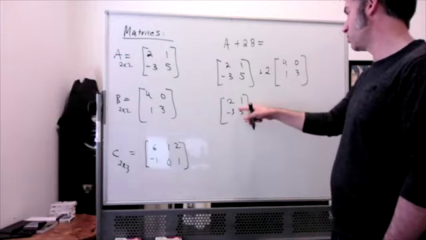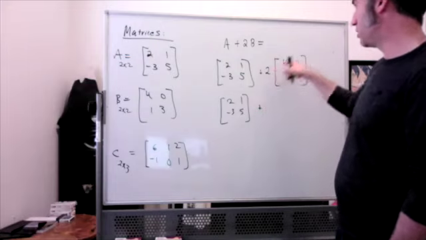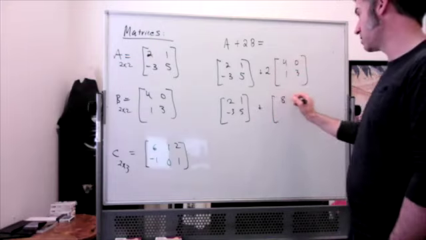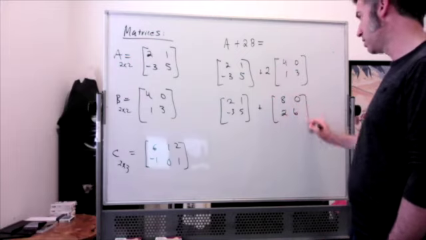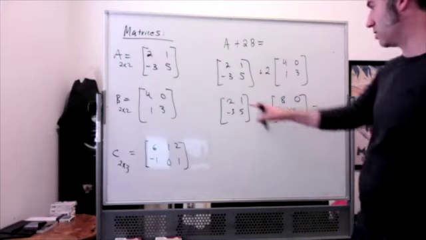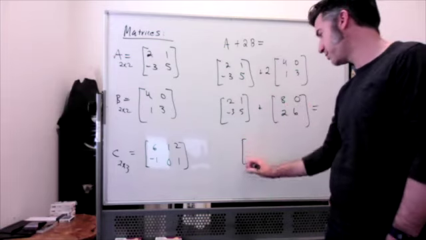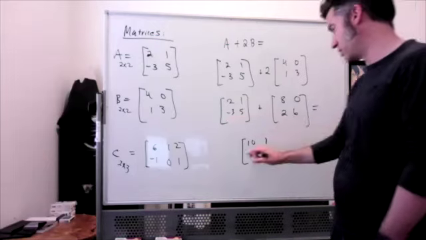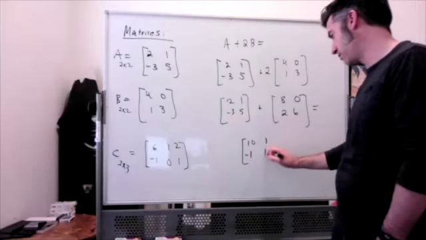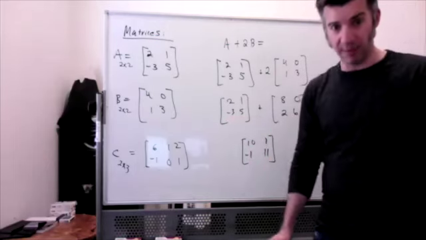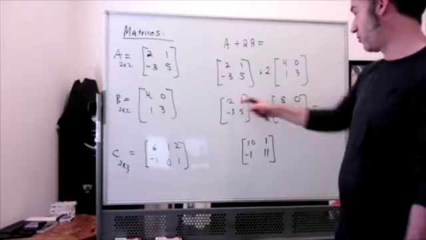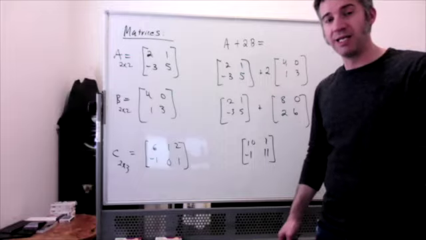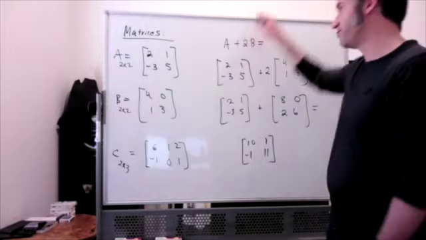But this one's gonna be 2, 1, negative 3, 5 plus distributing the two, doing the scalar multiplication, it's gonna be 8, 0, 2, 6. And then we add them together and we get 2 plus 8 is 10, 1 plus 0 is 1, negative 3 plus 2 is negative 1, and 5 plus 6 is 11. Right? To add matrices together, you just add the entries in the corresponding components. Same thing with subtraction.